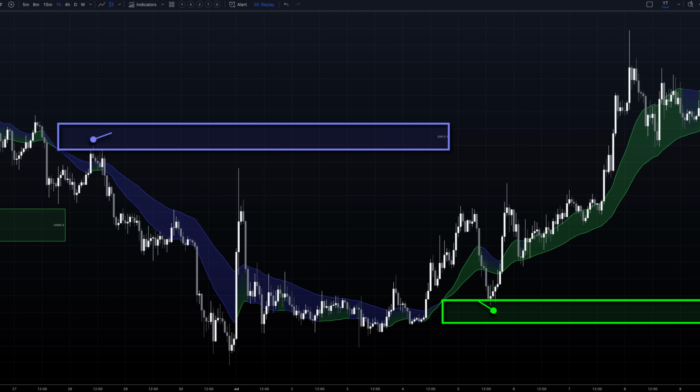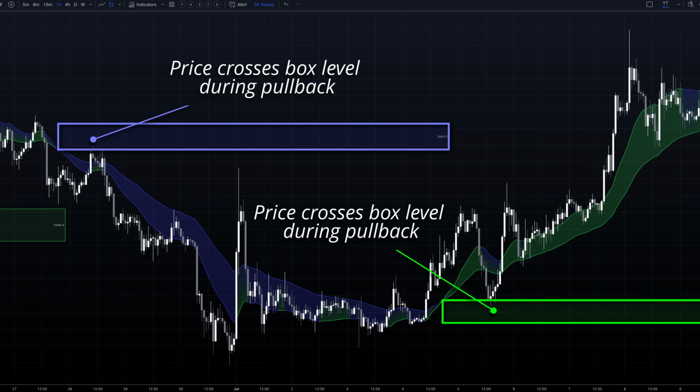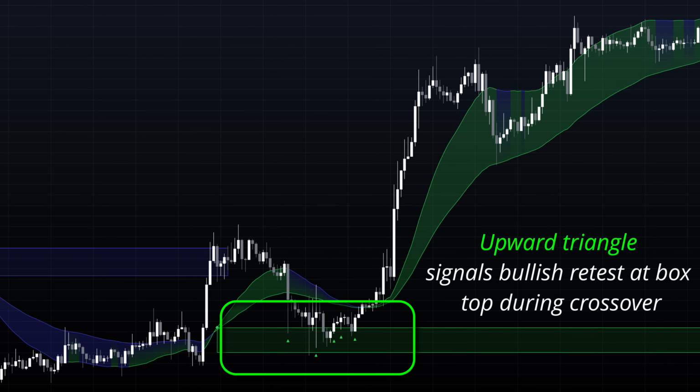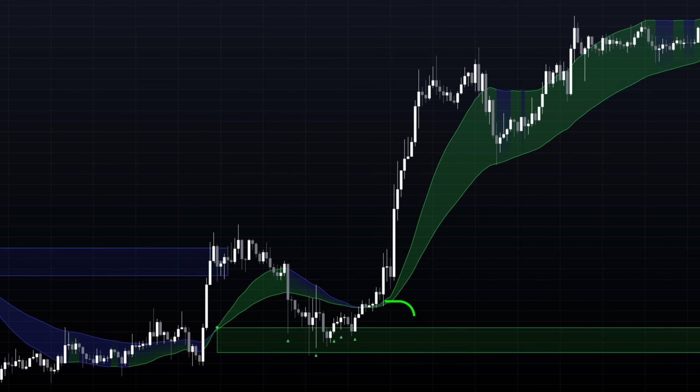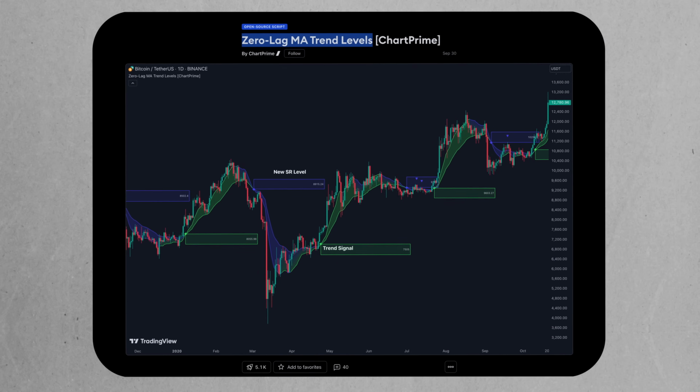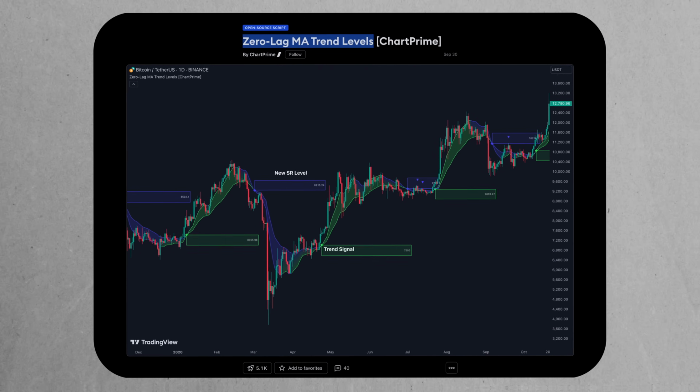You can leverage these zones to identify potential entry or exit points when the market retests these levels. When price action crosses a previously plotted trend level box, the indicator marks this event with triangle labels. An upward triangle appears when the price retests the top of a box during a bullish crossover, while a downward triangle appears when the price retests the bottom of a box during a bearish cross under. It's called the zero-lag MA trend levels by Chart Prime.